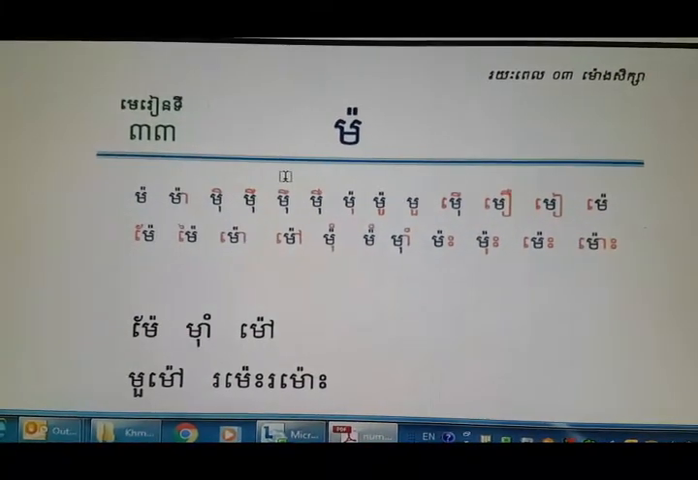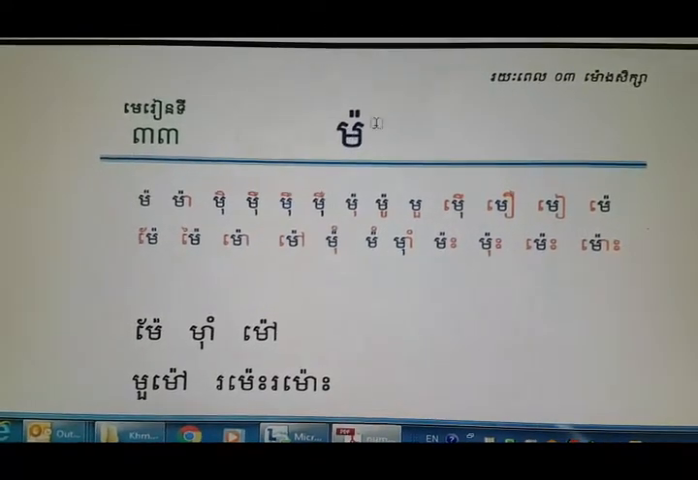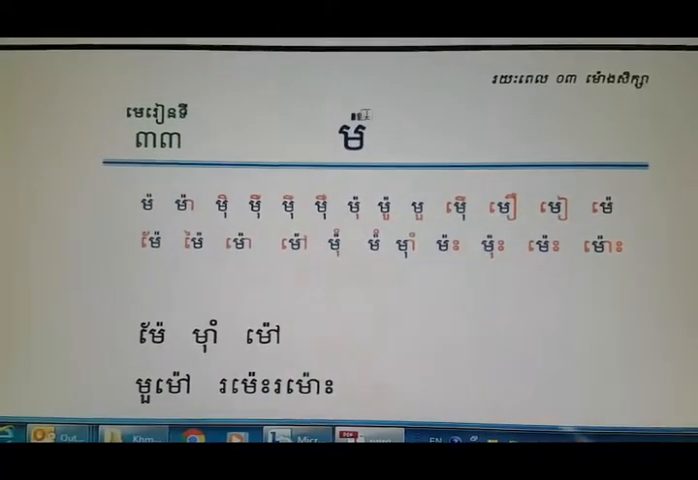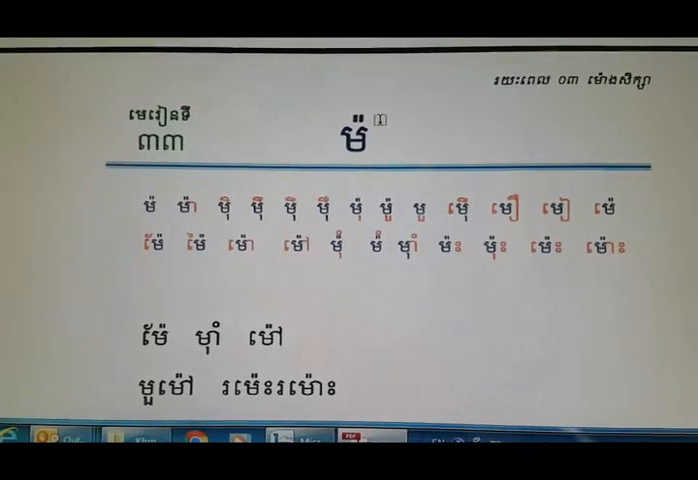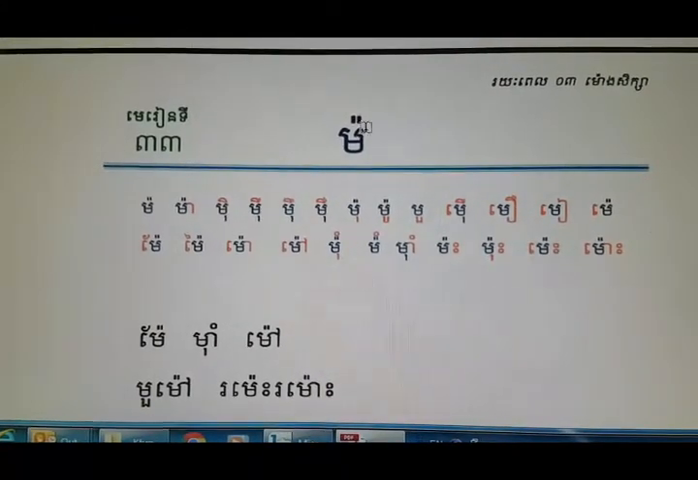Let's go to the mo sound. So it should be mo, but when you put this musikaton, it becomes o sound, but mo. So we read it as mo.